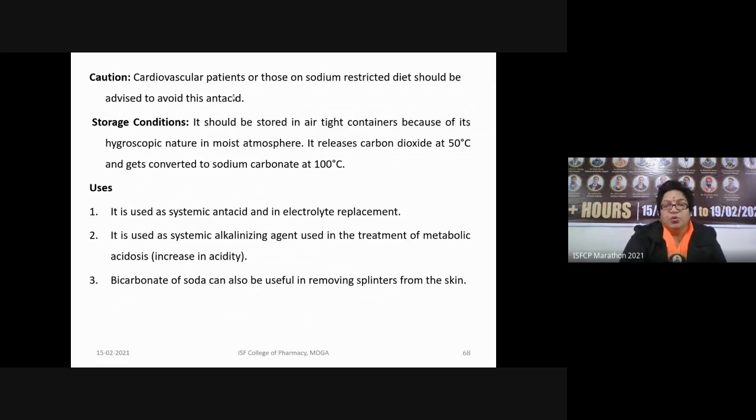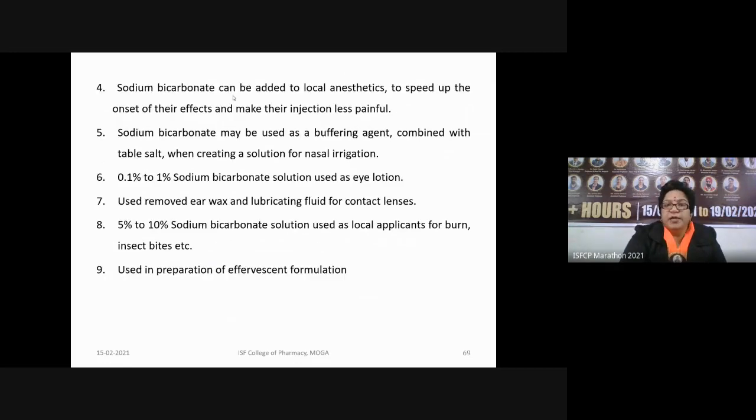So coming to its uses, it is used as a systemic antacid and electrolyte, and also in electrolyte replacement therapy. It is used as a systemic alkalizing agent in the treatment of metabolic acidosis, that is, an increase in acidity. Bicarbonate of soda can also be used in removing splinters from the skin. Sodium bicarbonate can be added to local anesthetics to speed up the onset of their action and make their injection less painful. So, it can be used with local anesthetics.